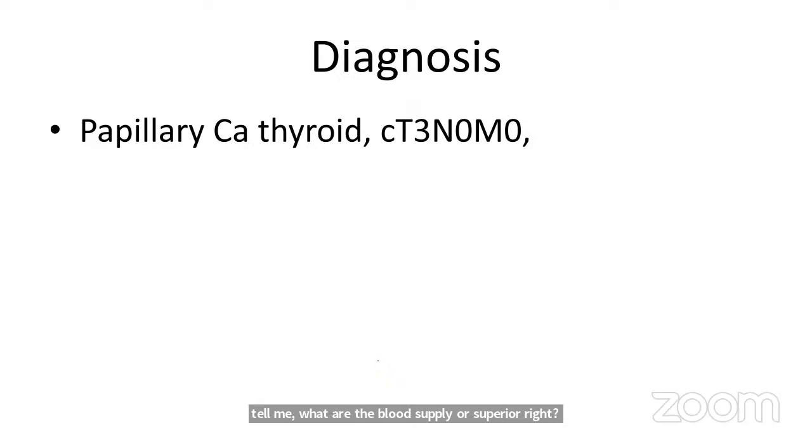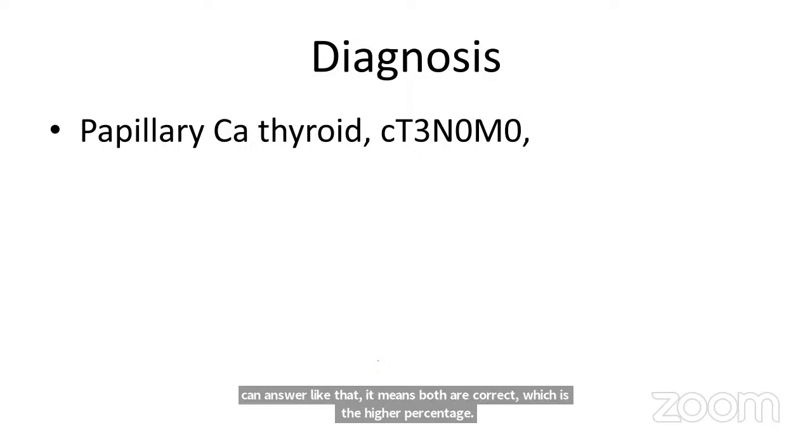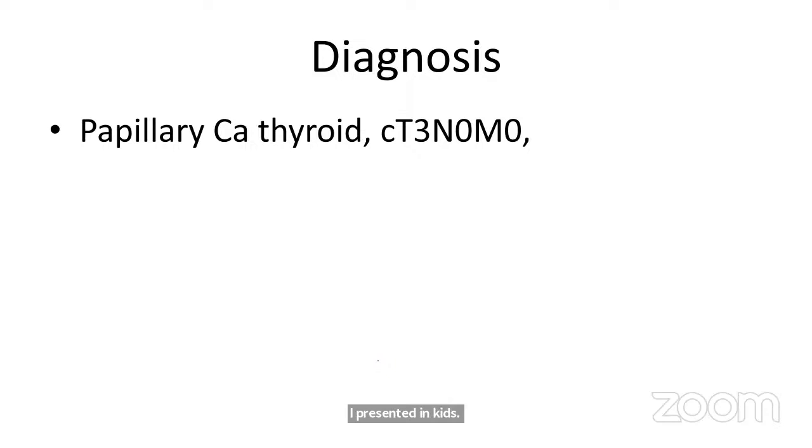Inferior thyroid artery, sir. But in some cases, it can also be supplied by the superior thyroid artery. You can't answer like that. It means both are correct. Which is the higher percentage? Higher percentage inferior thyroid artery, sir. Who says that? Who says that? How did they find that out?